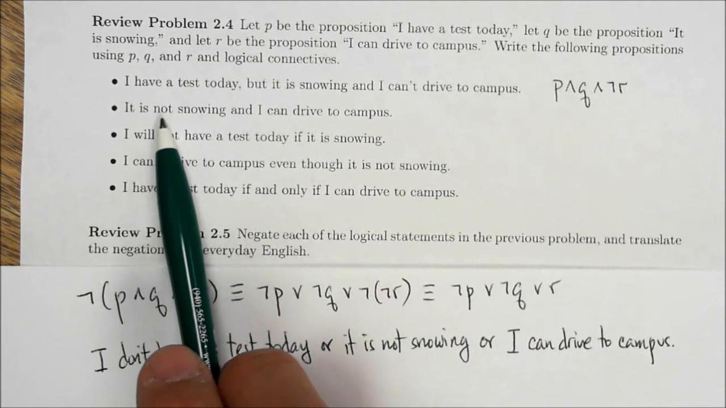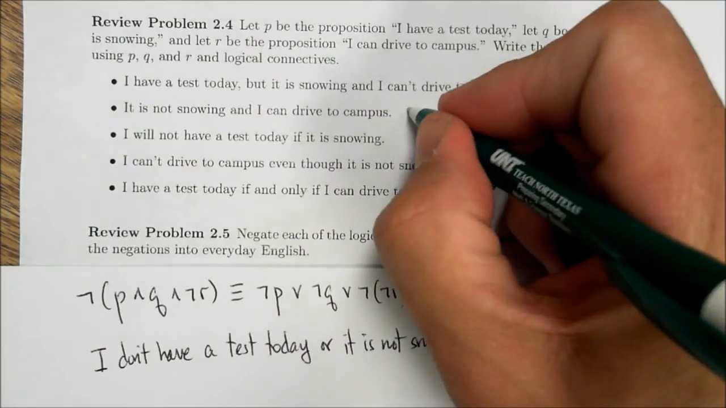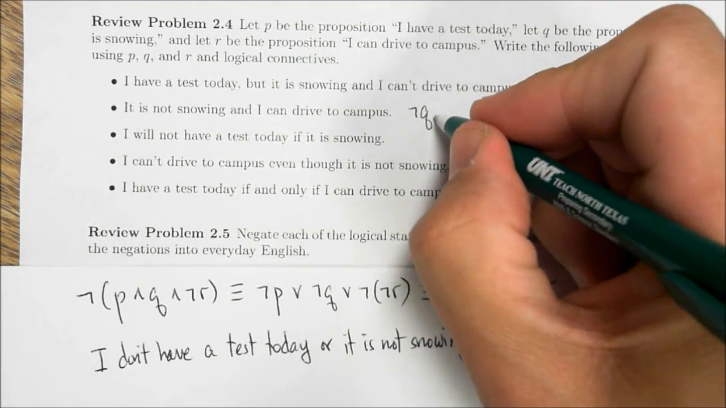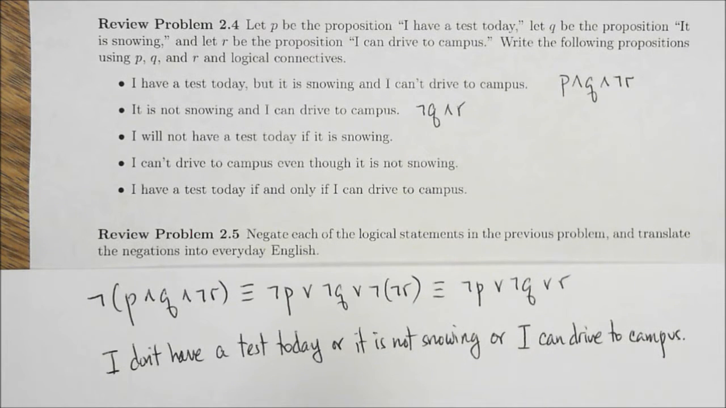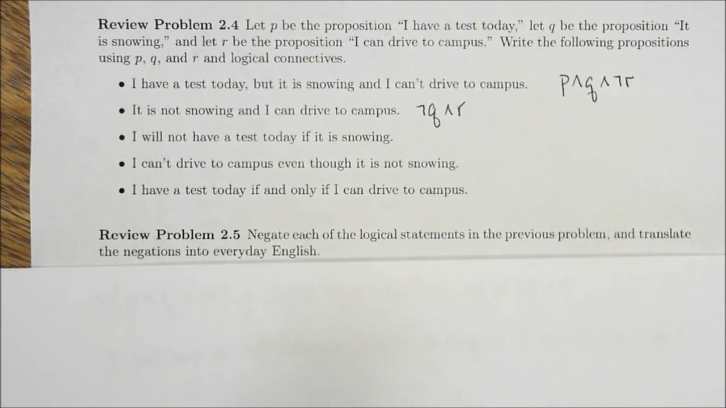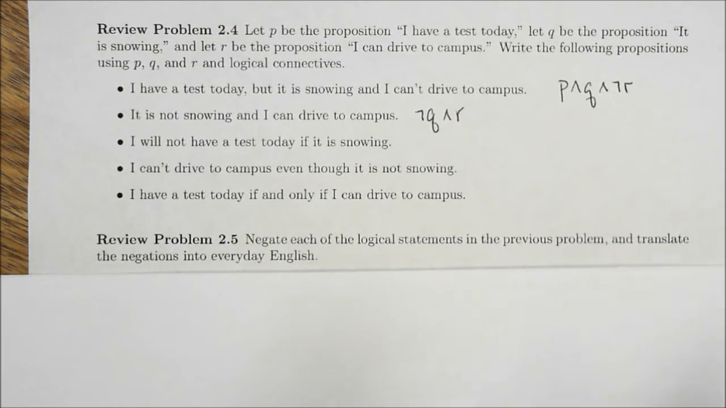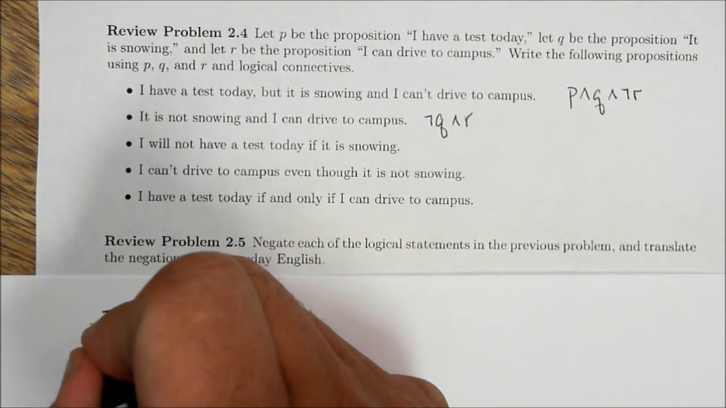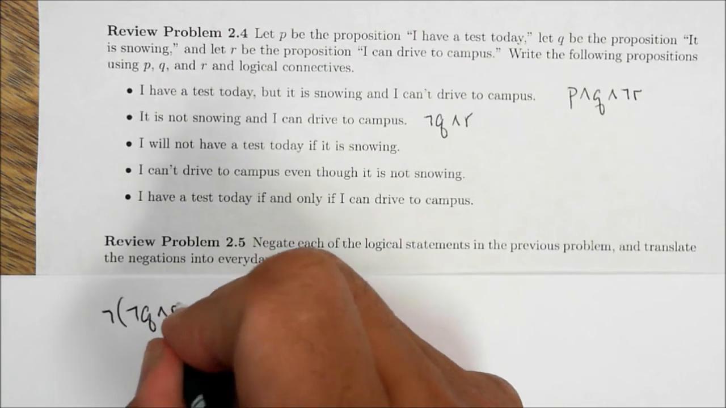Okay, part 2, it is not snowing and I can drive to campus. So that would be not Q, it is not snowing, and I can drive to campus, not Q and R. To find the negation of this statement, this would be not (not Q and R).